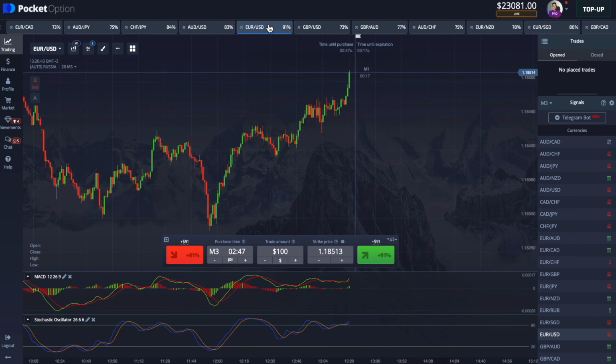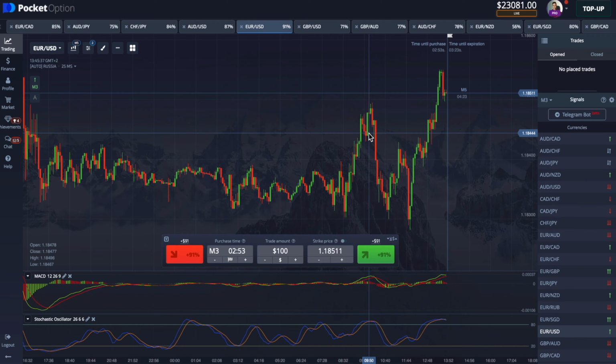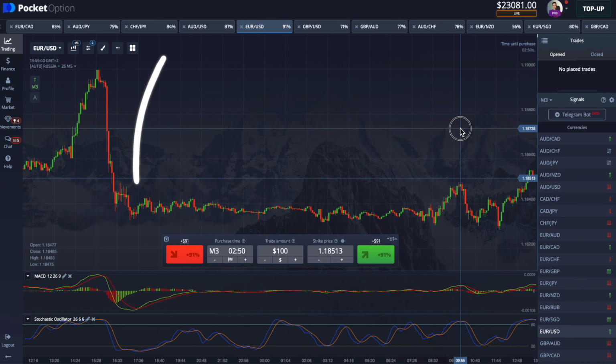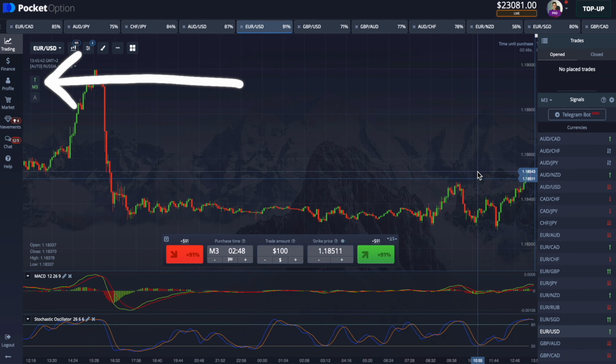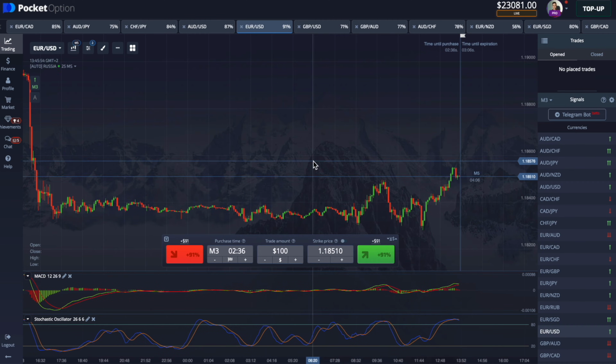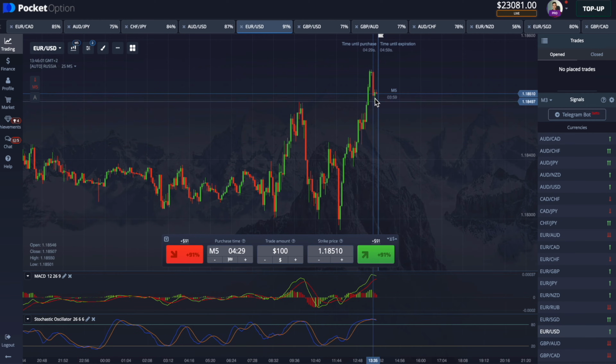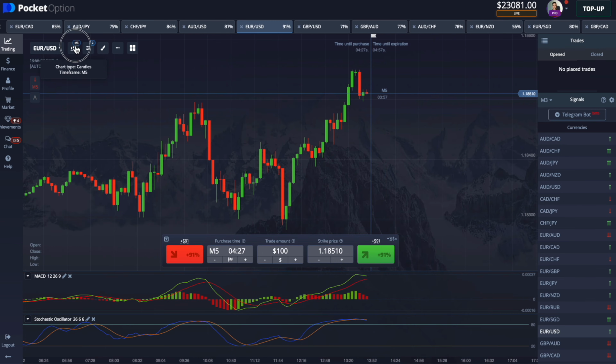So, let's see how it works in practice. Here's our first example. What do we see on the screen? Our 3-minute expiration signals indicate that the market is going to go up, but there's no rush. Let's see what the 5-minute ones will show. And they tell us that the market is going down. So what do we do now? Now we should start analyzing.